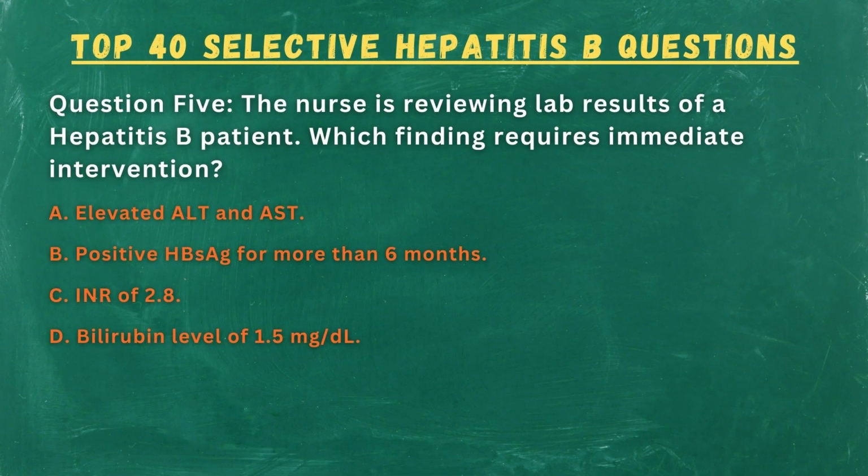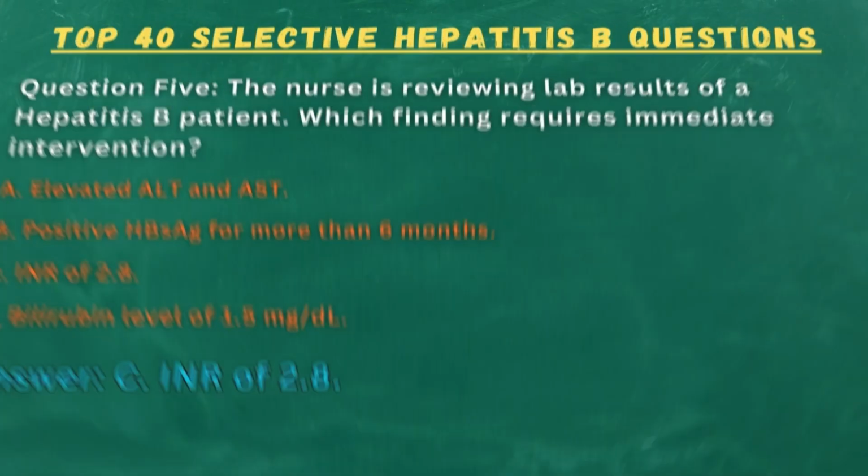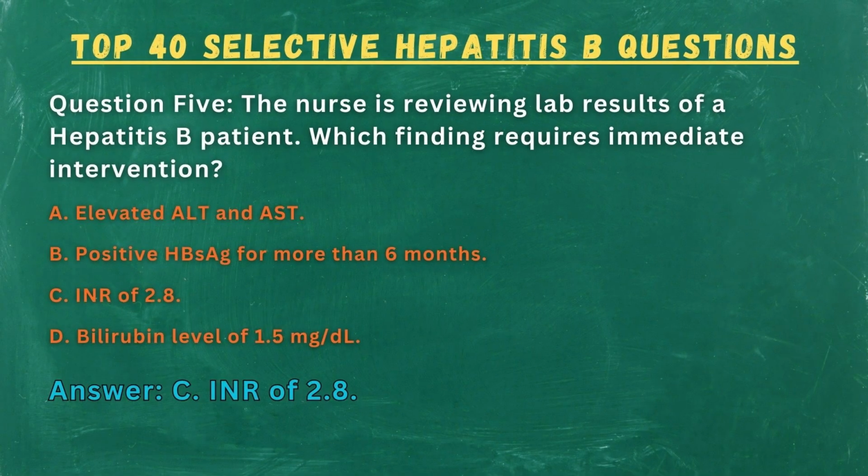Question 5. The nurse is reviewing lab results of a hepatitis B patient. Which finding requires immediate intervention? A. Elevated ALT and AST. B. Positive HBsAg for more than 6 months. C. INR of 2.8. D. Bilirubin level of 1.5 milligrams per deciliter. Answer. C. INR of 2.8.